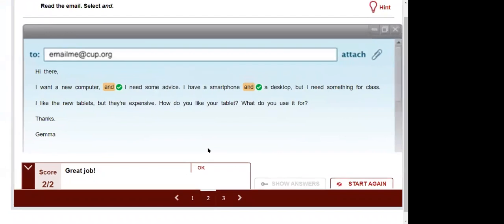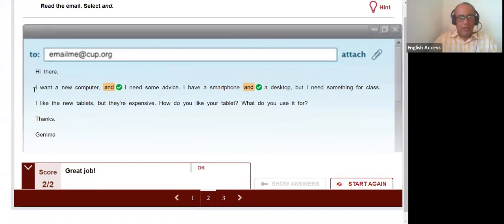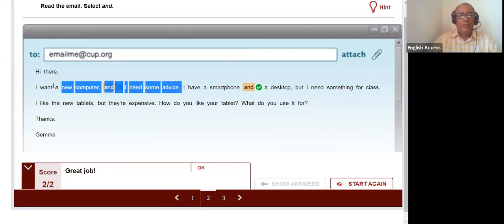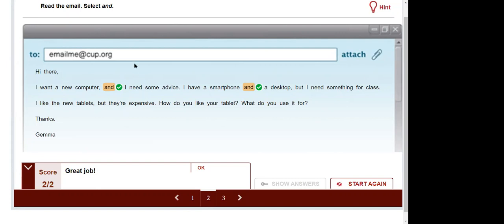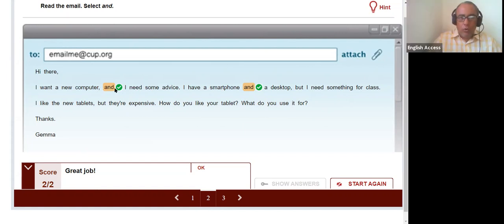Okay, very good question. Here we have two examples. Here we have two ideas. I want a new computer, comma, and I need some advice. These two sentences separate have different ideas, but they are joined, they are linked. Tienen ideas diferentes, pero se unen. But when you have a different idea, you use a comma, and always and is after the comma. Y siempre and va después de la coma.